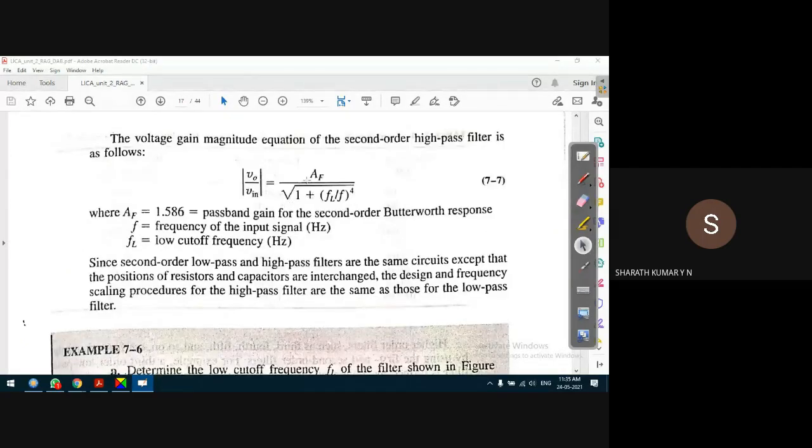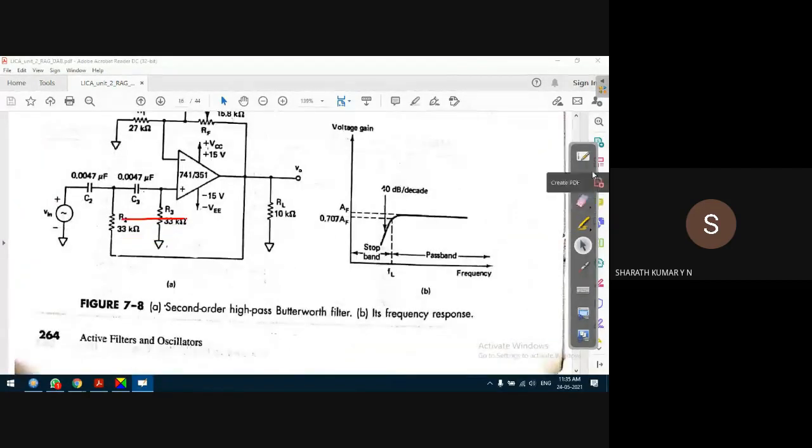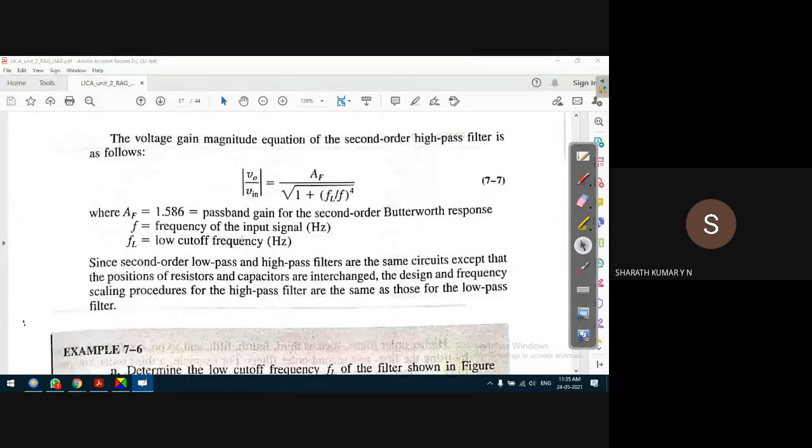The expression is the same, but the only thing is the gain will be higher because of the additional RC combination. What we get is additional gain. The gain AF is 1.586. That is the pass band gain for the second order Butterworth filter response.